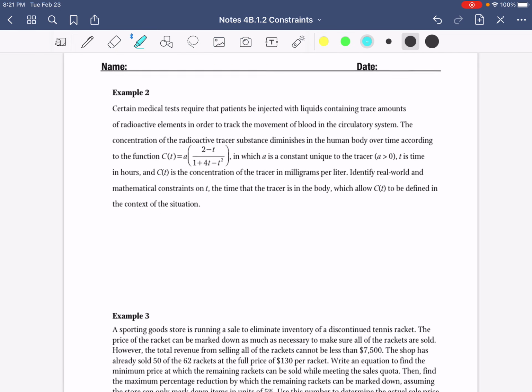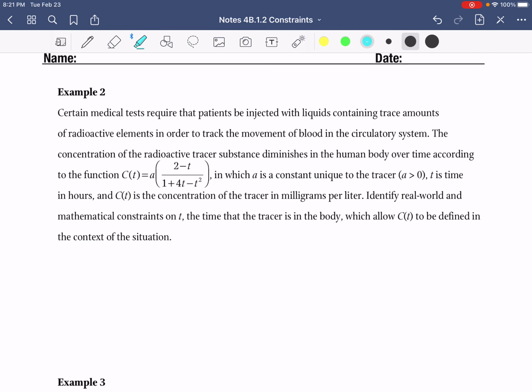All right, let's keep going. Example 2, it says certain medical tests require that patients be injected with liquids containing trace amounts of radioactive elements in order to track the movement of blood in the circulatory system. So like they'll inject you and then they'll put you under some sort of scan and they'll be able to see the radioactive element that's going through your blood, through your veins, to make sure everything's working.